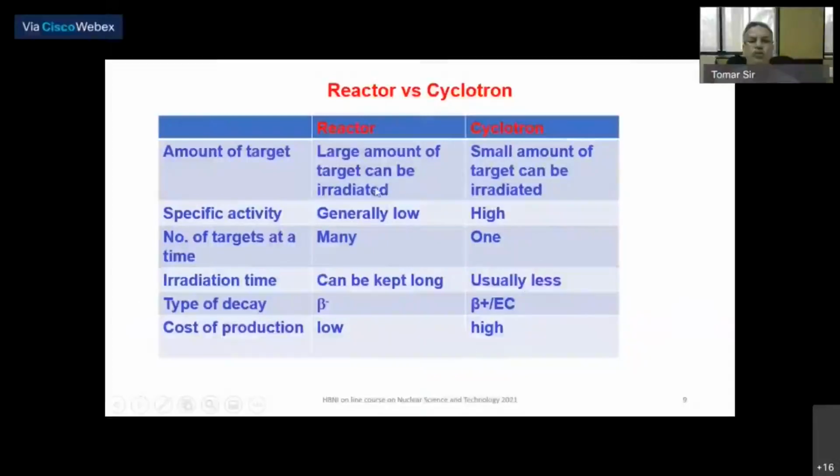The decay mode of radioisotopes in reactor production is beta minus, in cyclotron beta plus or electron capture, because you get neutron-deficient products in the cyclotron, and you get neutron-rich products in the reactor. And so the cost of production in a reactor is quite low, whereas in a cyclotron, the cost of production is very high. So these are some of the parameters which you can compare for reactor and cyclotron production of radioisotopes.